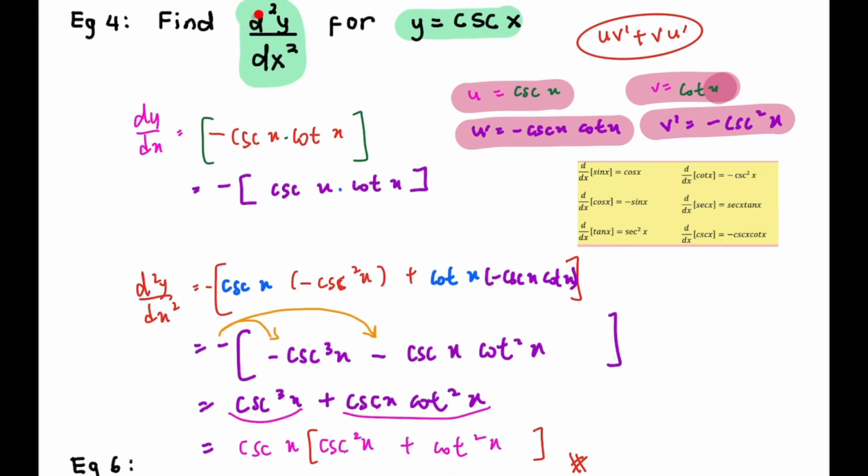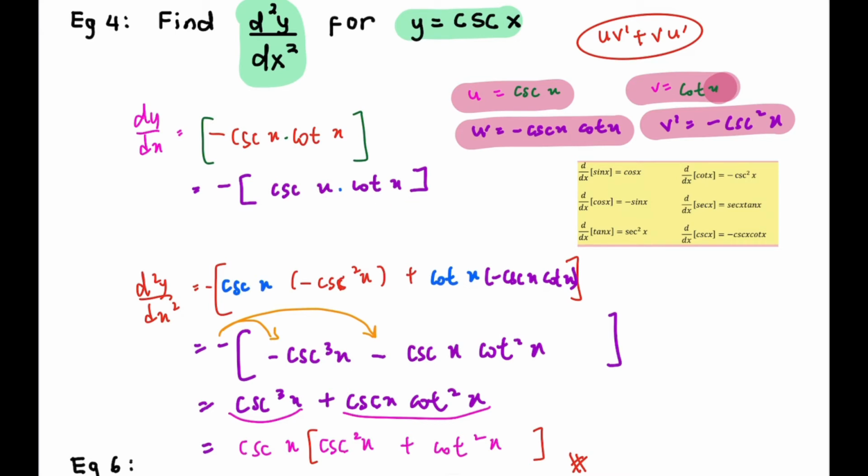Find the double differentiate for y equal to cosecant x. So how should you do this? First of all, let's find dy over dx first. So the derivative for cosecant x, let's see here, is equal to negative cosecant x cotangent x. So let us simplify, take out negative. So inside the bracket is just cosecant x times cotangent x.